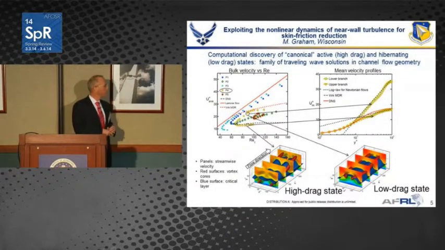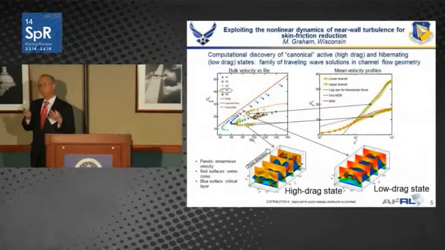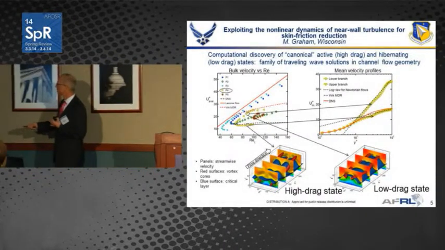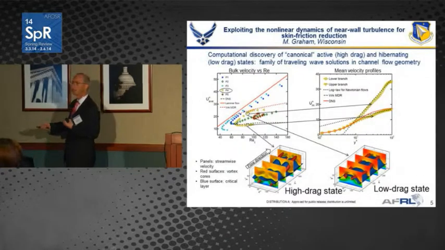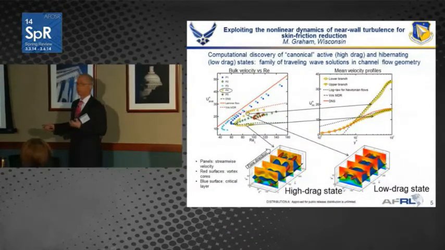And he's also been able to identify characteristic vortical structures that exist in these flows, which is to say that when the turbulence moves into an active state, it tends to have a form at these Reynolds numbers that looks like this right here, and when it's in a hibernating state, it tends to look like this, which is the low drag state.